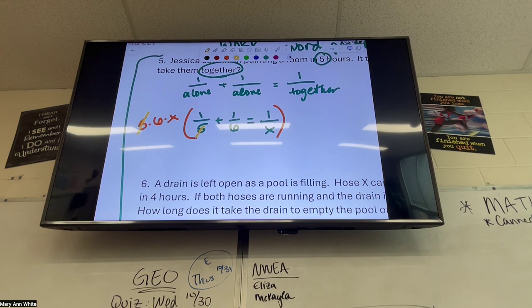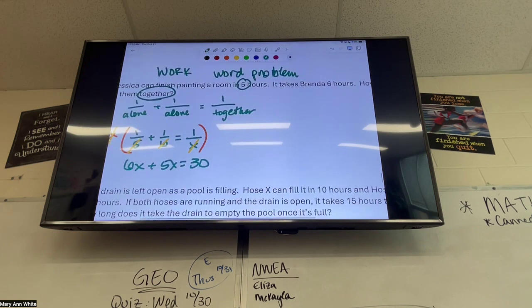So the 5s are going to cancel. So I get 6x. The next one, my 6 is going to cancel, so I get 5x. And the last one, the x is going to cancel, so I get equals 30. And then we can solve that. Add them up, equal 30. Divide.